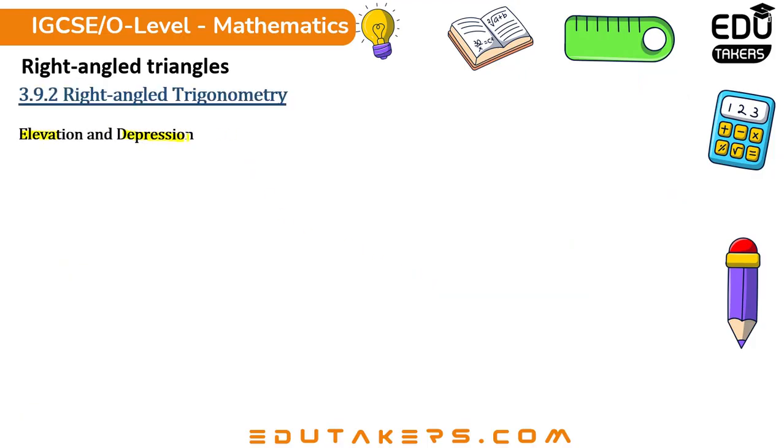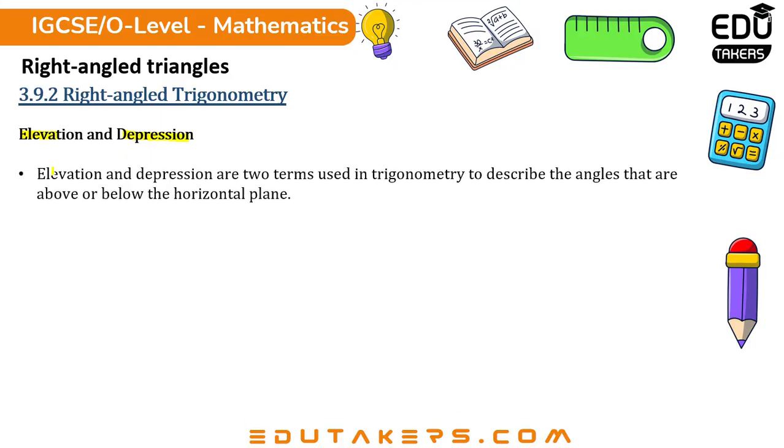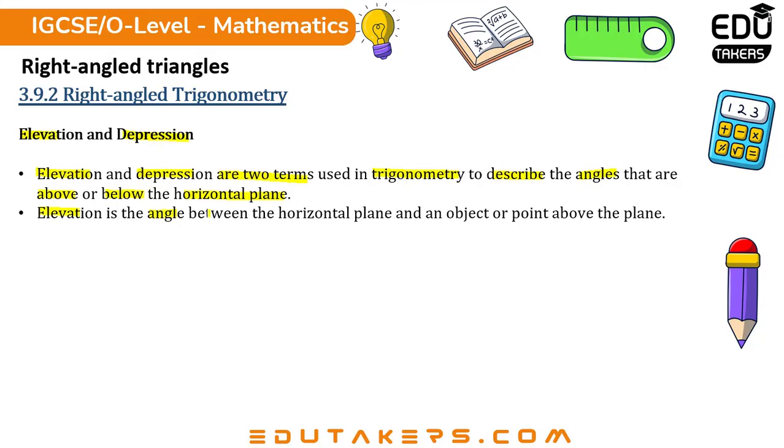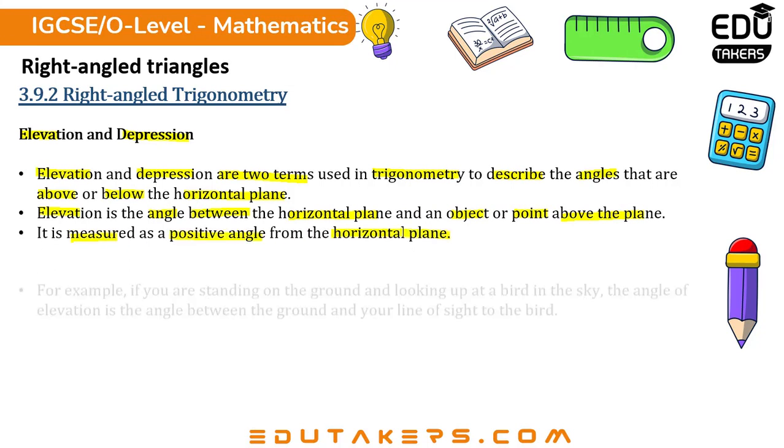Elevation and depression. Elevation and depression are two terms used in trigonometry to describe the angles that are above or below the horizontal plane. Elevation is the angle between the horizontal plane and an object or point above the plane. It is measured as a positive angle from the horizontal plane.